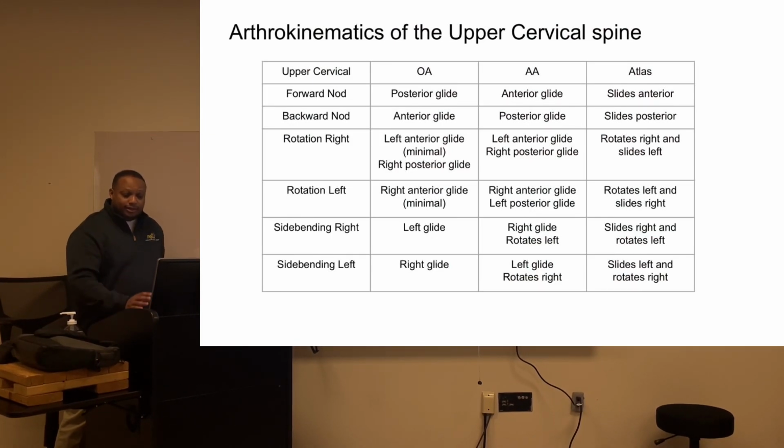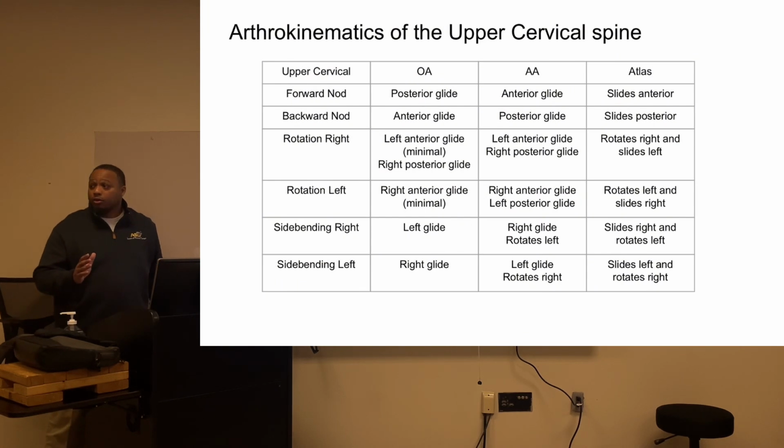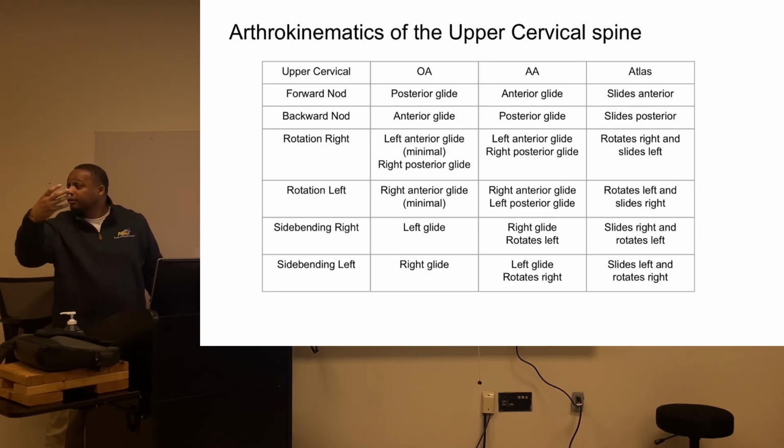Now at the AA, again, the atlas is going to follow the head. So at the AA, you get a left anterior glide of the atlas, and you get a right posterior glide of the atlas. Okay? Because the atlas is following the head. So my head is rotating to the right. The atlas, the left side, is moving anteriorly, and the right side is moving posteriorly.